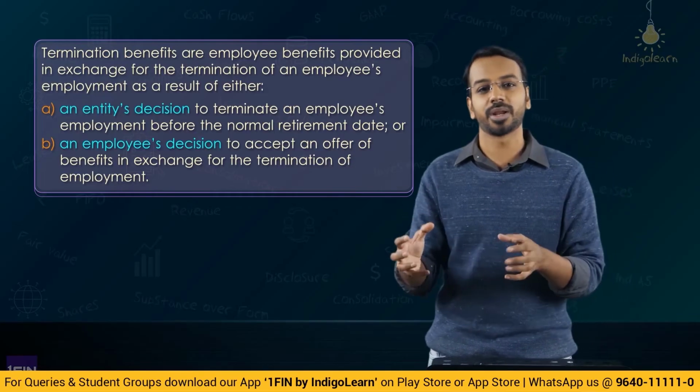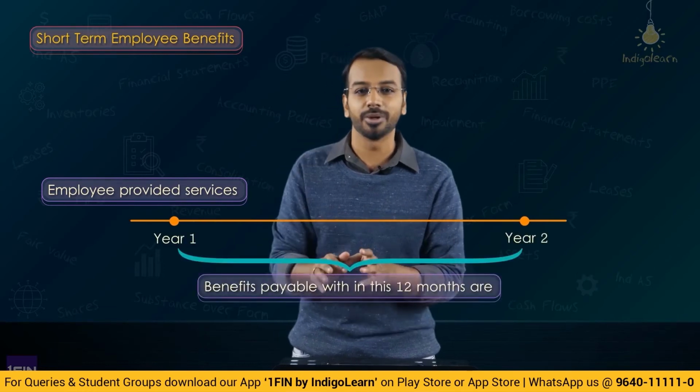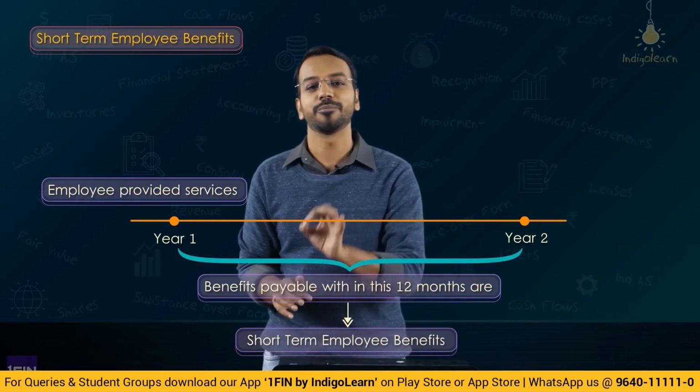Now, coming to the other three plans, the first one we said is a short-term employee benefit plan. Now, what does this short-term employee benefit plan mean? By the name itself, it is very clear. It is a form of benefit provided in the short term. Now, what is this short term? Say for example, employee provided services in year 1. If the benefit is payable within 12 months after end of year 1, that is called short-term employee benefit.